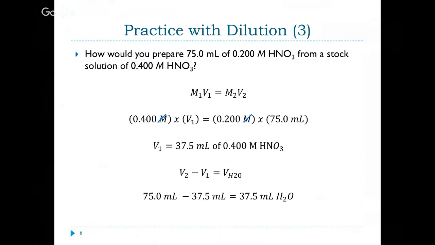Once again, we're not concerned with the milliliter units. 0.400 molar times V1 equals 0.200 molar times 75.0 milliliters. So we divide the 0.400 into the other side of the equation. We get a volume of 37.5 milliliters of 0.400 molar solution is what we have to start with. In order to figure out how much water we need, once again, we go V2 minus V1. So 75.0 minus 37.5 tells us that we add 37.5 milliliters of water to our 37.5 milliliters of our initial concentration solution to dilute it to get 75 milliliters of the 0.200 molar nitric acid solution.